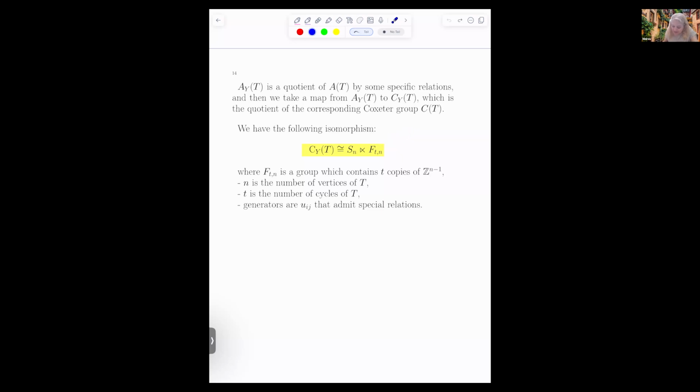Just to tell you what is N and T. N is the number of the vertices in T, and T is the number of the cycles in T, because we have also many cycles in the dual graph. And the generators are very nice ones called UIJ.